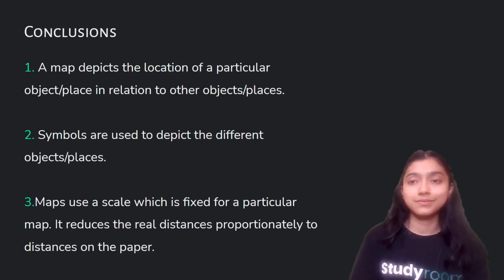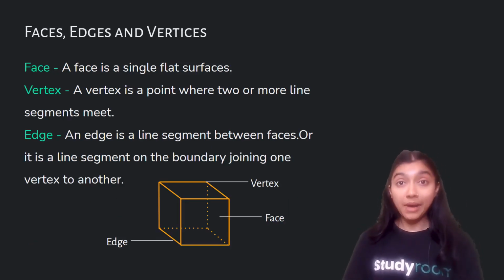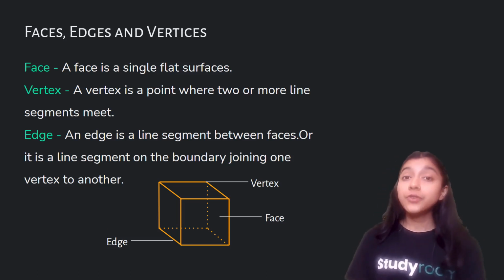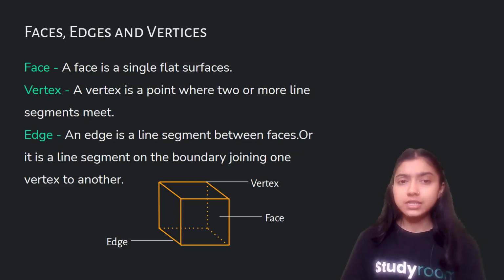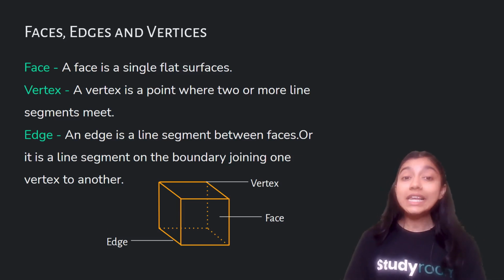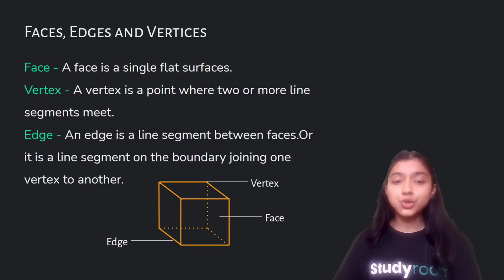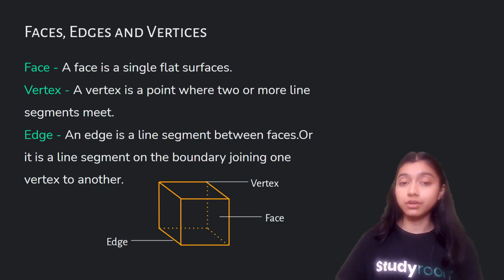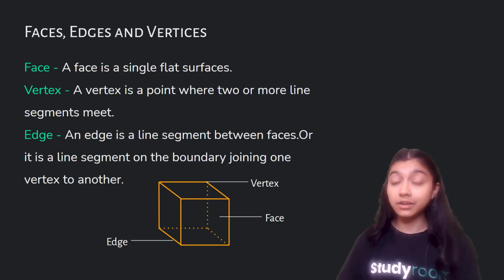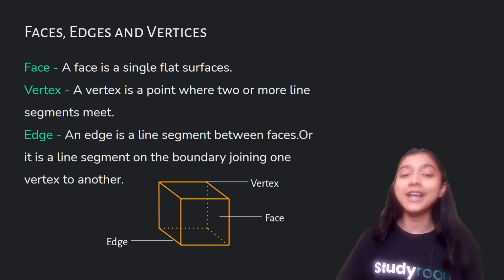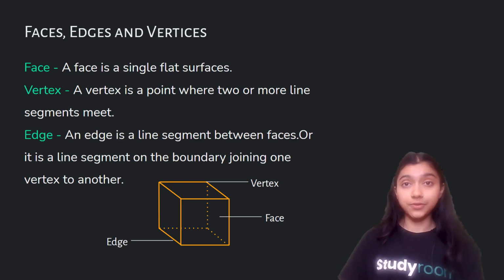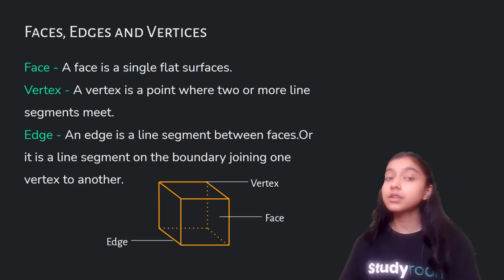space around us. Now that we have learnt about mapping, I will be teaching you about faces, edges and vertices. First thing is faces. What is a face? Face is simply a single flat surface. Let me show. Here we have a cube. So, in the cube, this front portion is a flat surface. So, this flat surface is a rectangle. No, it's a cube. So, this flat surface will be a square. So, a face is a single flat surface.